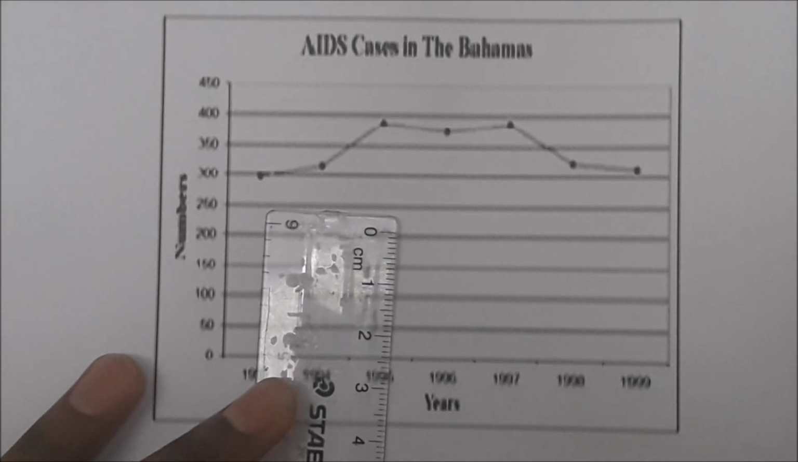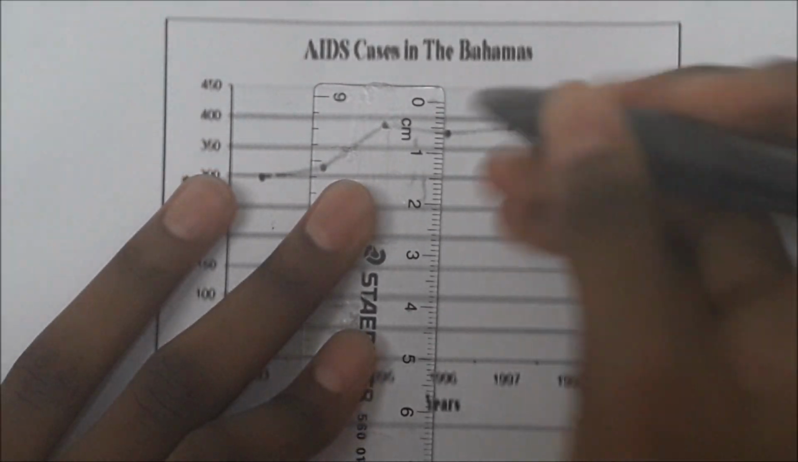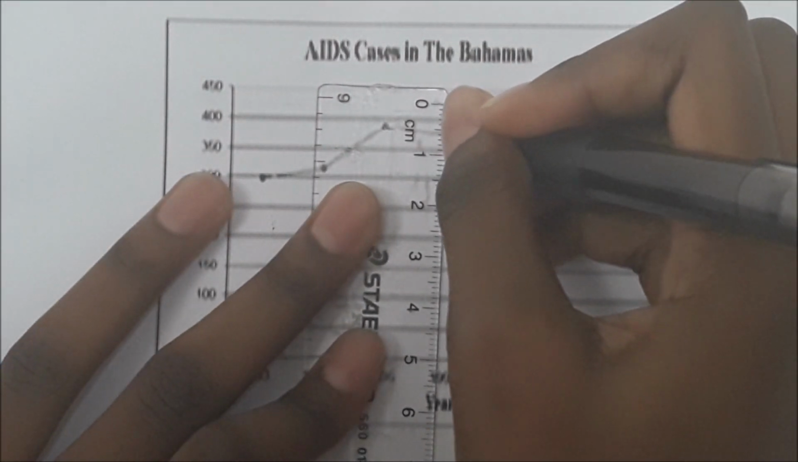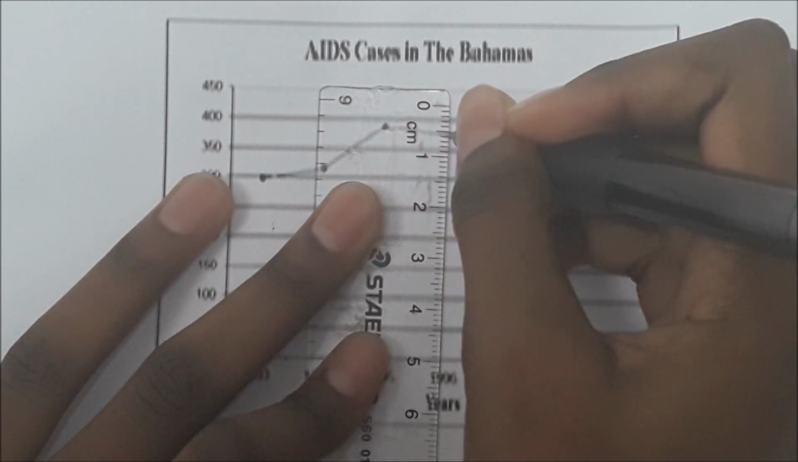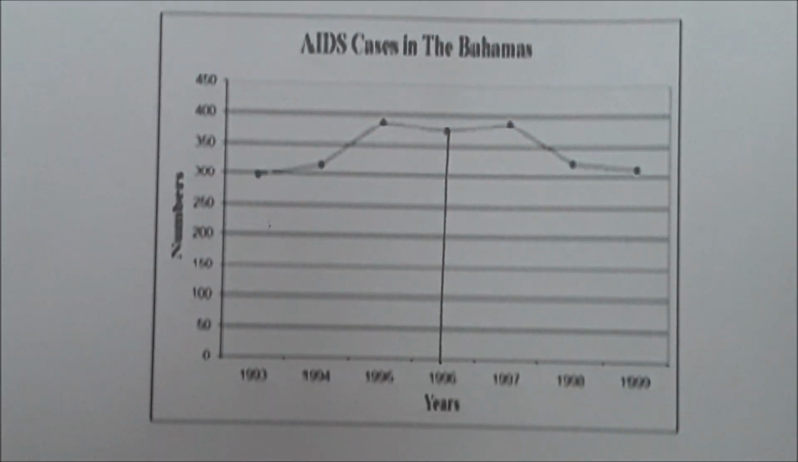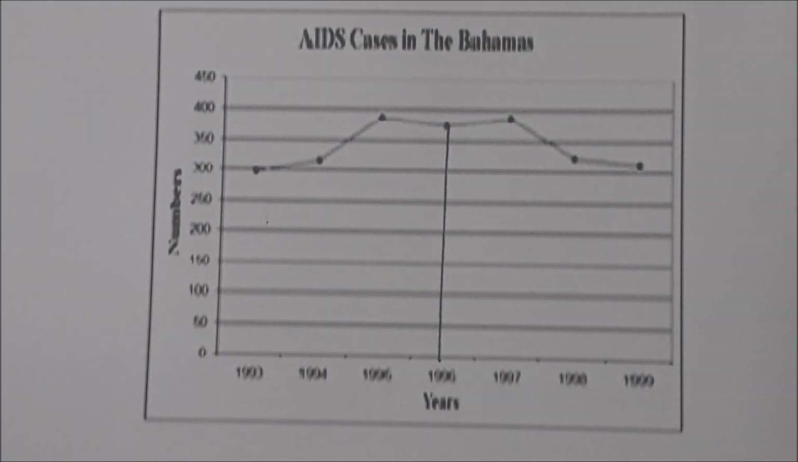Put your ruler at 1996 and draw a line from where the point represents it. Straighten it up. Then draw a line. Okay, that's 1996, so that's where it meets the graph. Okay, now what do you do next?